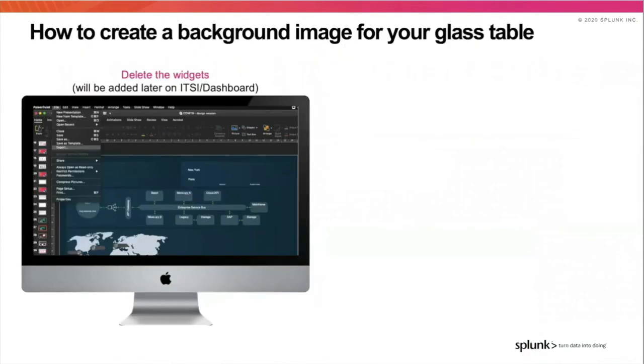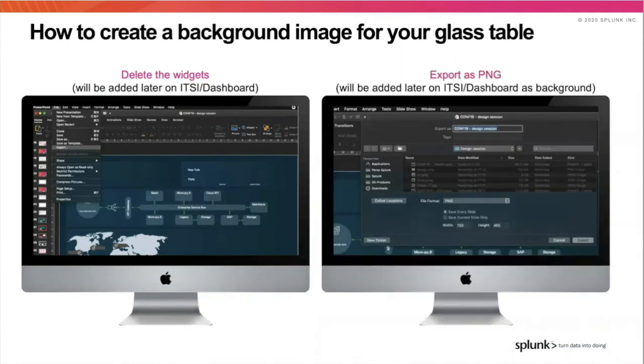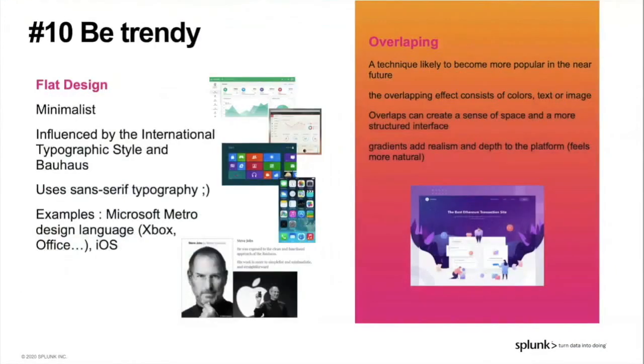What I've done is then I've deleted all the KPIs, kept all the background, and saved this image on PowerPoint as a PNG, and then re-imported the PNG in ITSI or in the Splunk dashboard app. And then from there I can bring back my KPIs, and that's it. That's all I need. It's fairly easy.